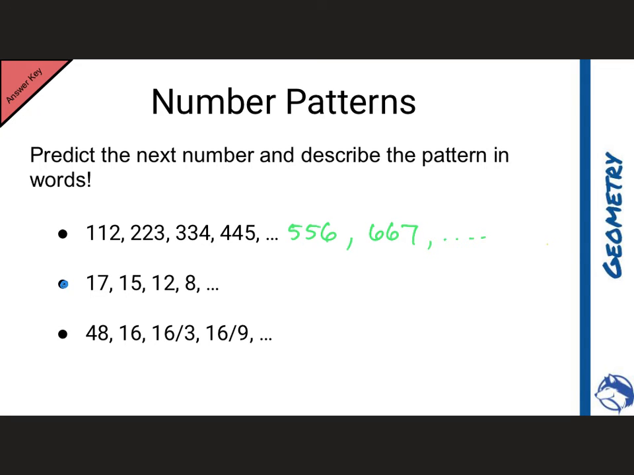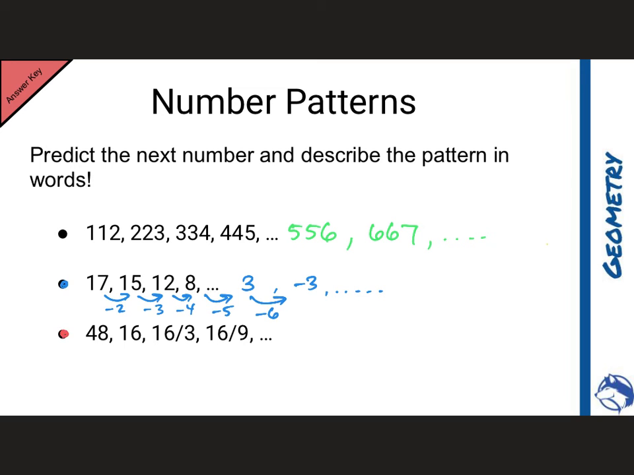Let's go to this one down here where it's 17, then 15, then 12, then 8. Well, this looks like it's going down by 2, then down by 3, then down by 4. So the next one should be minus 5, so it should be 3. Then if we did minus 6, it would be negative 3. And this would keep going on forever.